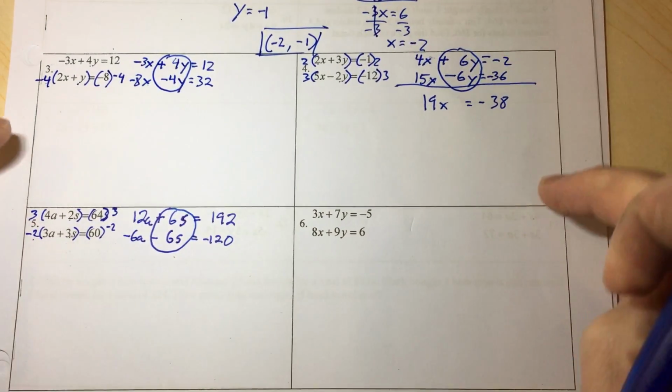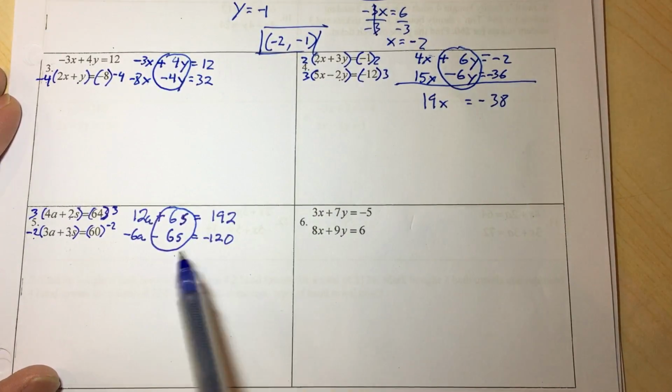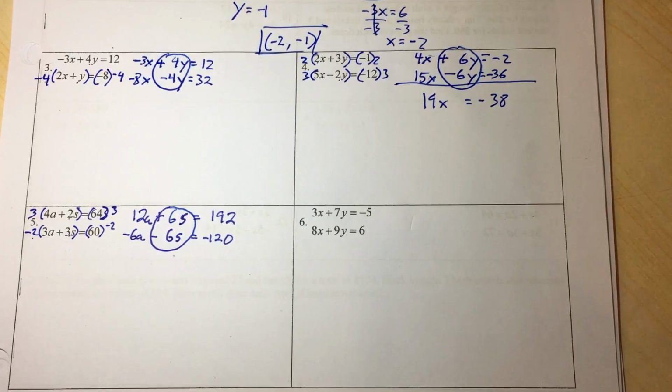Just to reiterate, these problems are not finished. I was only showing you how to find your 0, what to look for in your 0. So hopefully that helps.